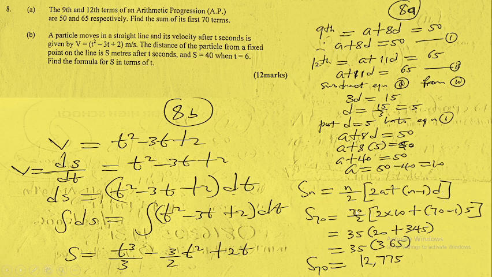So if you put that there, that means the number of terms we are summing is 70. 70 over 2 into 2 times the first term, which is 10, plus 70, which is the number of terms we are summing, minus 1, multiplied by the common difference. So 70 divided by 2 gives us 35, into 2 times 10 gives us 20. 70 minus 1 will give us 69, times 5 will give us 345. Add it together, 365. 365 times 35 will give us 12,775. And that's the sum of the 70 terms of that sequence.